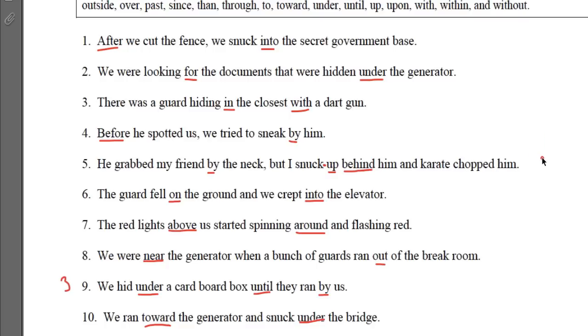Those are your answers, 1 through 10. I hope we did well. If not, make sure you review your notes. Prepositions seem easy at first, but for some reason they end up tricky.